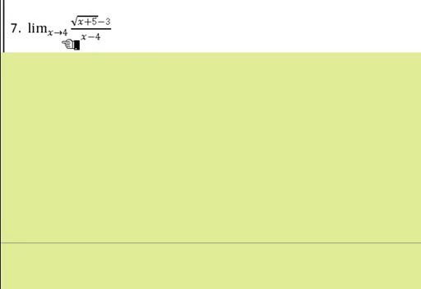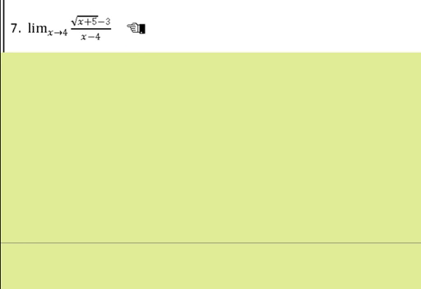Okay, number 7 is similar to number 6 in that we can't substitute 4 in because 4 is a 0 of the denominator. Notice that 4 is also a 0 of the numerator. When we're in that situation, we can also often do some canceling. Let's see, if we substitute 4 into the numerator, we have square root 9 minus 3, which is 3 minus 3, 0. So when we're taking a limit as x goes to 4, and 4 is a 0 of both the numerator and the denominator, very often we can do some canceling.